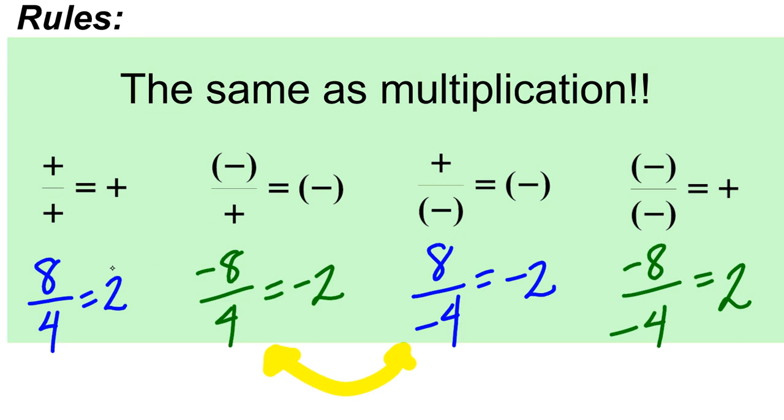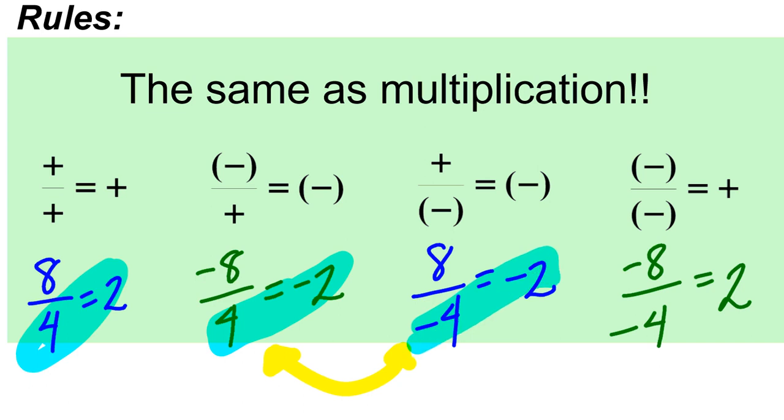So if we were to multiply 4 times 2, wouldn't that yield us 8? The same thing with 4 times negative 2 yields us negative 8. Negative 4 times negative 2 yields us positive 8. And negative 4 times positive 2 gave us negative 8. So again, there's our multiplication rules hiding within the division.